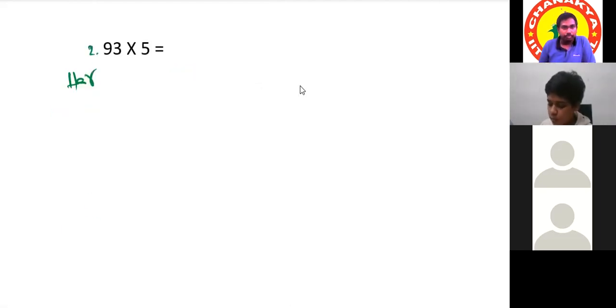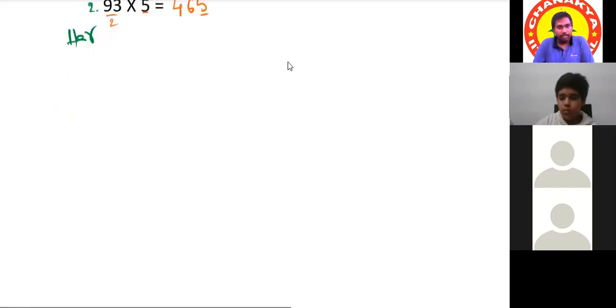Harshita. Yes, sir. Half of 93 is 46 with the remainder 1. So remainder 1 came, so 465. Correct. If 1 is the remainder, we multiply that 1 by 5, it will be 5, the end digit. Otherwise, we can remember: if 1 is the remainder, put the last digit 5.